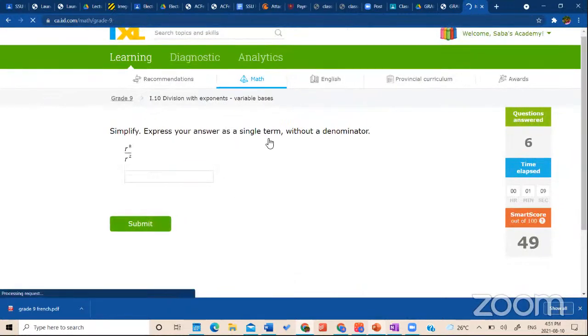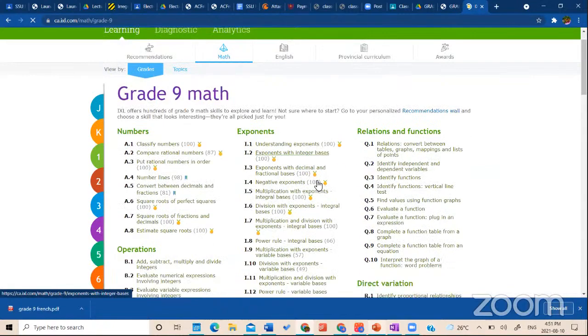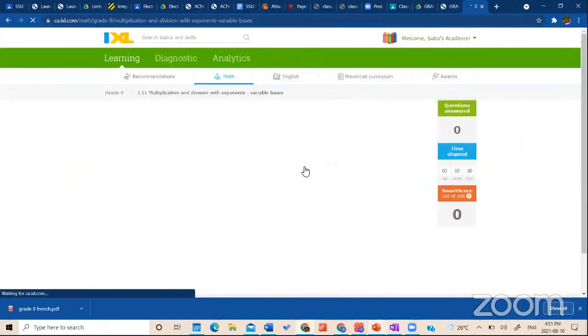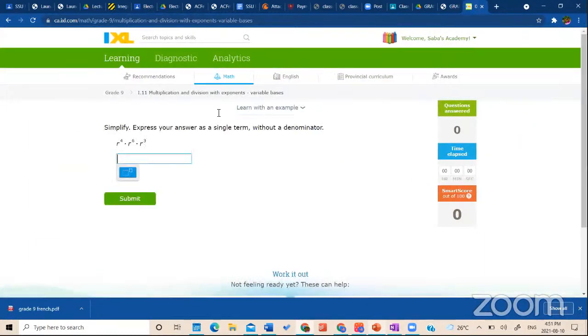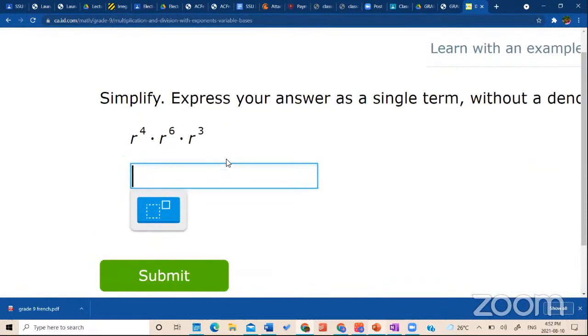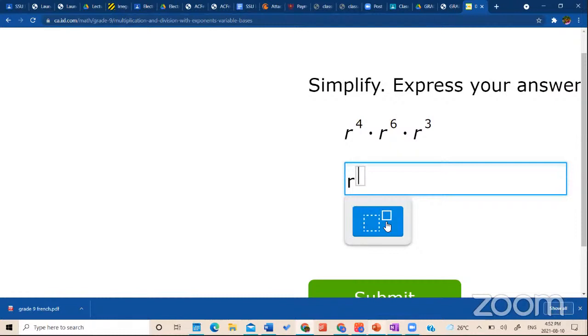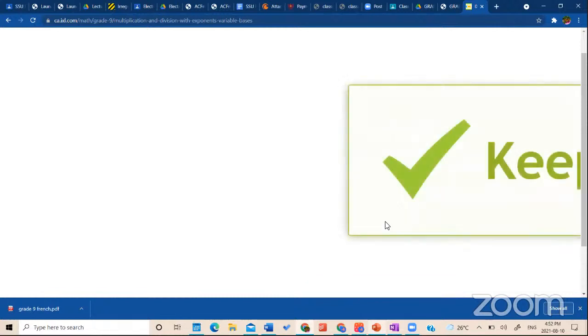See, these ones are really easy. It's basically a repeat, so you should be able to finish them really easily. Multiplication and division with exponents. This is the same thing, but now it's a few more. Let's see if you can do this. This is multiplication, right? Yes. So when you're multiplying, 13. Yes, you add the exponents.